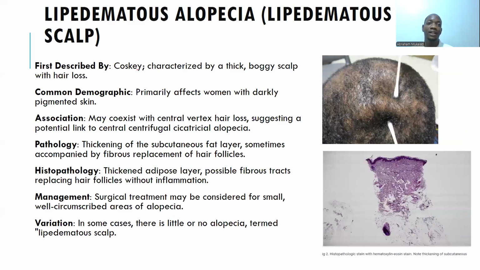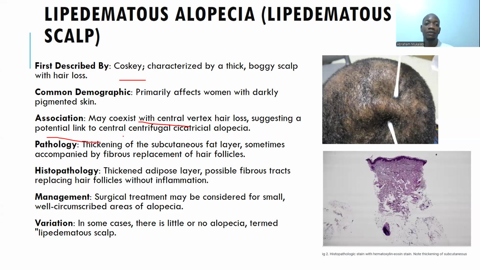The other last one is what we call lipedematous alopecia, also called lipedematous scalp. This was first described by Coxey as a type of hair loss, and he just looked at the boggy scalp with a lot of fat, and this was also associated with hair loss. That entity commonly could affect women who had a higher Fitzpatrick skin type, that is 4, 5, and 6. In this case, it was thought to also coexist with other areas like central vertex hair loss. Also, there's a potential link to other things: centrifugal cicatricial alopecia has also been linked to lipedematous alopecia.